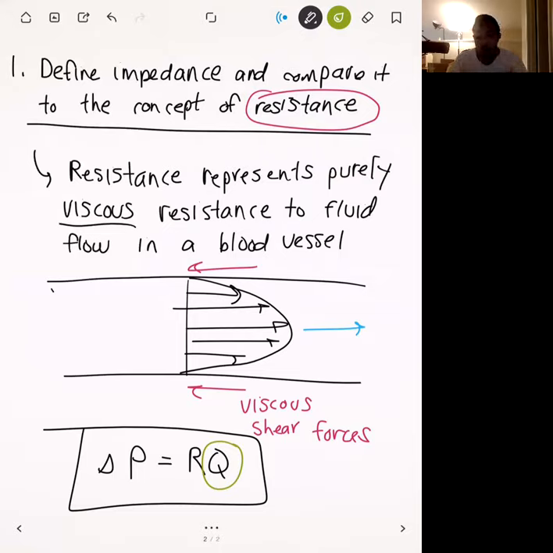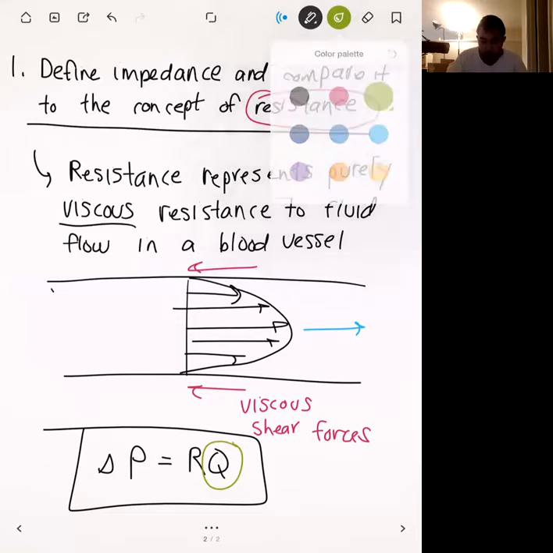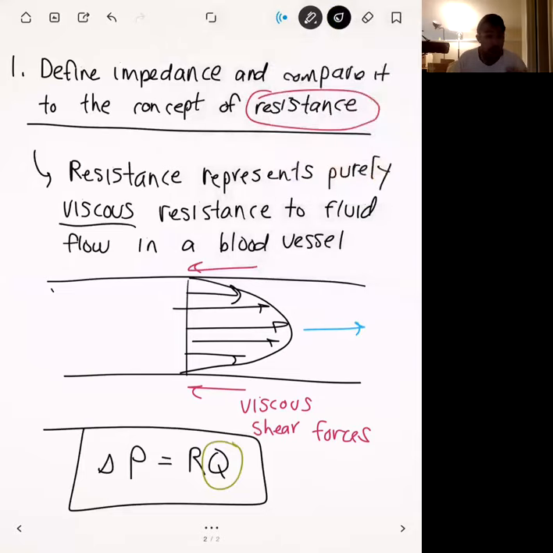Viscosity plays a big role in this. But in reality, for a flow as complex as blood flow, there's a lot more going on that actually impedes the flow of blood. So let's talk about some of those other factors, and then we'll see how impedance takes this into account.